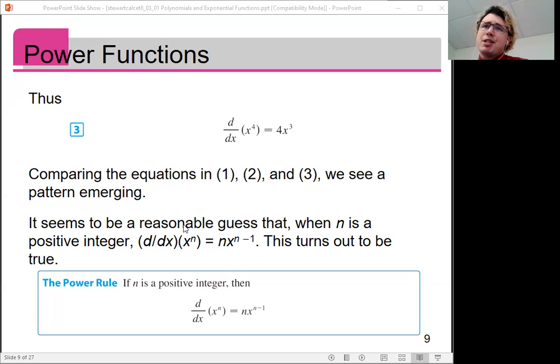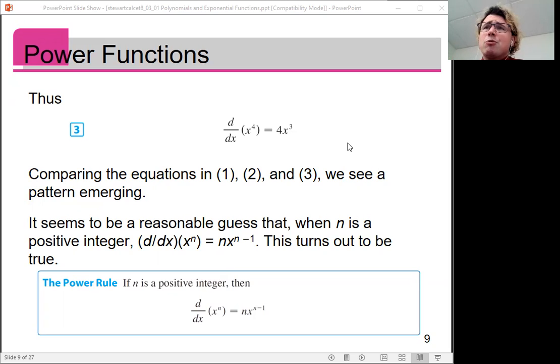So in my previous segment, we just found out that the derivative of the function y equals x to the fourth power is 4 times x to the third power. d/dx applied to x to the fourth gives me 4x cubed. Well, what's this pattern telling me?